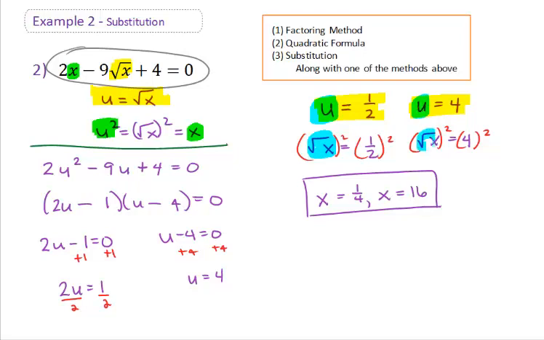So again, substitute it back in, u equals square root of x, and you get the exact same solutions that you did before.